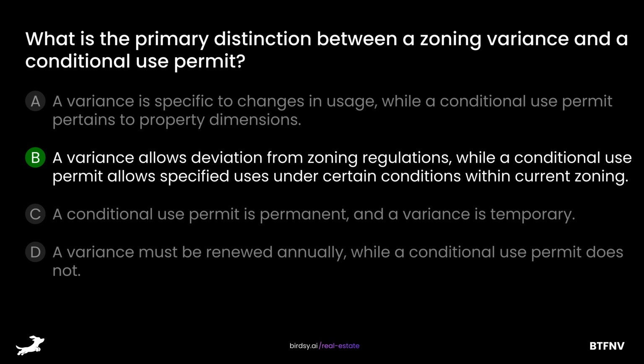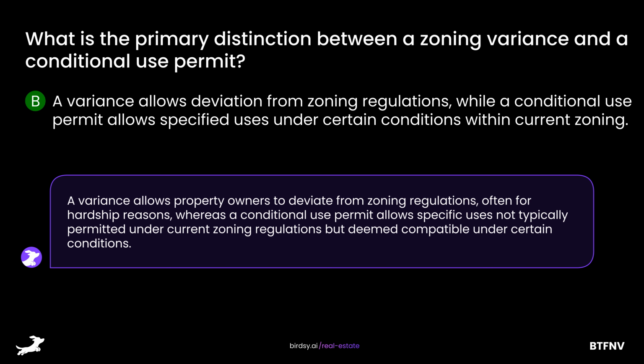The answer is B, a variance allows deviation from zoning regulations, while a conditional use permit allows specified uses under certain conditions within current zoning. A variance allows property owners to deviate from zoning regulations, often for hardship reasons, whereas a conditional use permit allows specific uses not typically permitted under current zoning regulations, but deemed compatible under certain conditions.